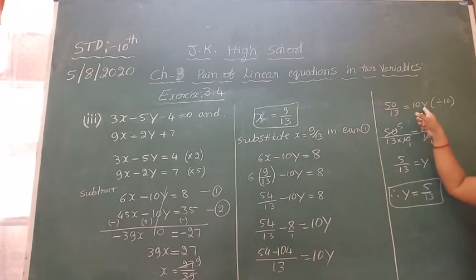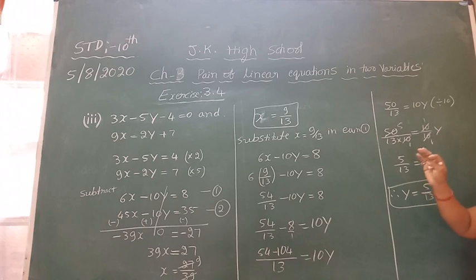So I want only y on one side. Divide both sides by 10. 10 I don't want. If you divide by 10, 10 by 10 is 1, and you will get only y on one side, because the variable whose value we have to find out should be alone on one side. So 50 by 13 divided by 10. 10 5s are 50. 5 by 13. So the y value I got is 5 by 13.